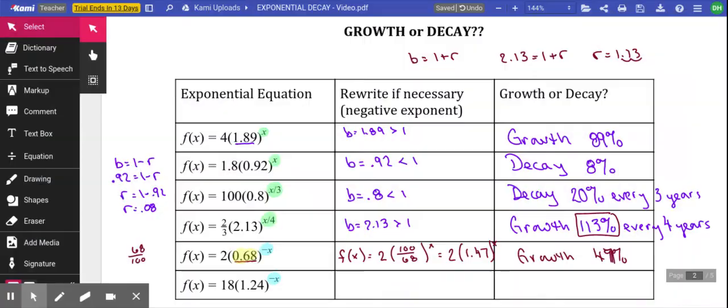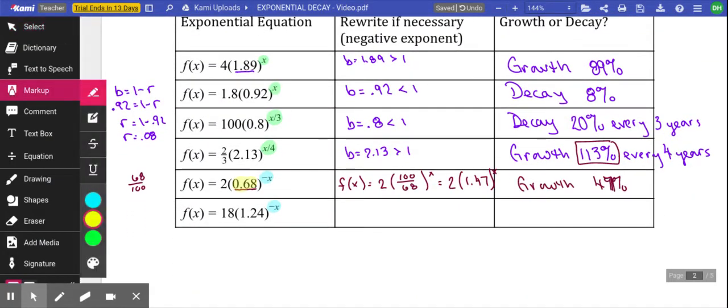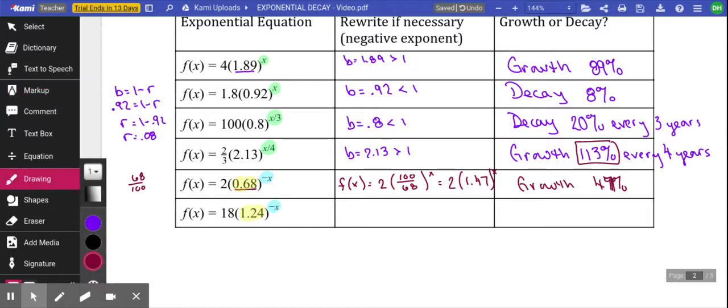The next one's very deceiving. You see the 1.24 and you're automatically thinking growth, but not so fast, my friend. When you see 1.24, picture that as 124 over 100. Okay. And then we're just going to rewrite the function. We're going to reciprocate it, so the 100's on top, 124 is on the bottom. Now it's raised to the positive x.